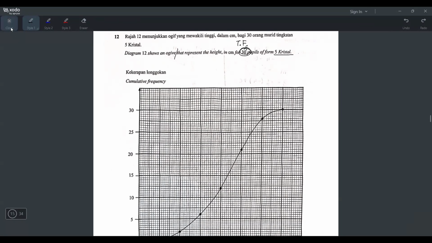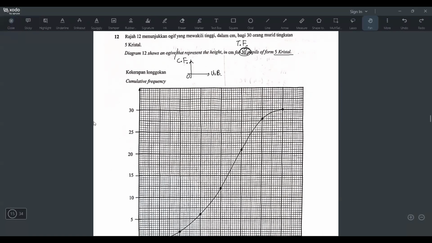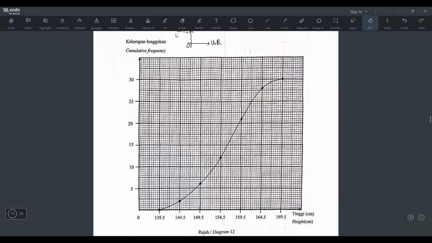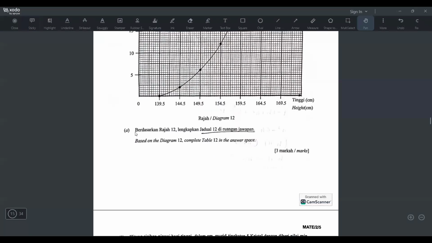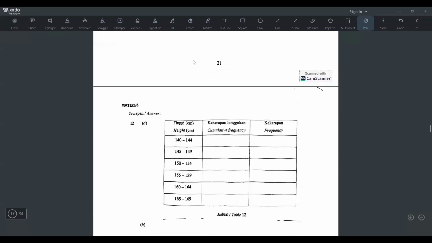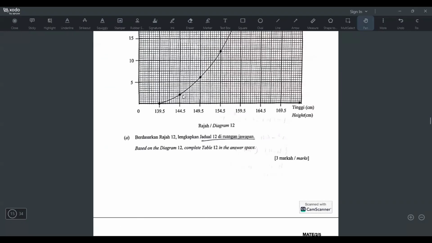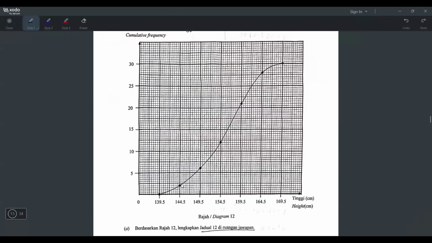Okay, all right. So they already give us the ogive, and you need to know for an ogive, the y-axis, they would use cumulative frequency, and the x-axis, they will use upper boundary. So later when I scroll down, the x-axis values will give you the upper boundary. If I scroll down, you see here, all these numbers are the upper boundaries. Okay, now let's go down here. A, based on diagram 12, complete table 12 in the answer space. So let's go to table 12. Where is it? Okay, so this is table 12, right? So I think if I want to fill in this table, I need to plot the coordinates first, right? I need to write down all the coordinates for this.